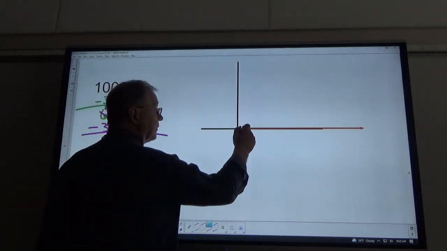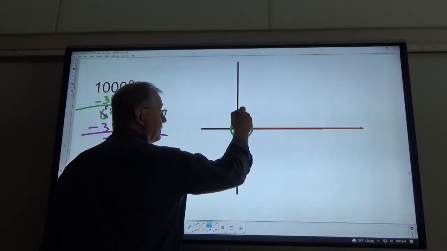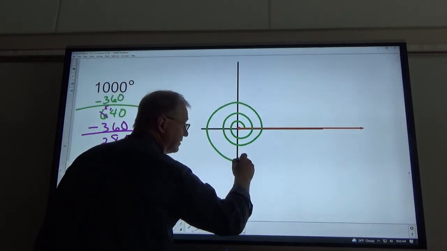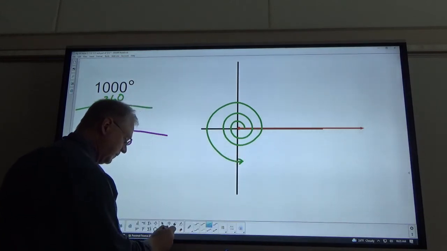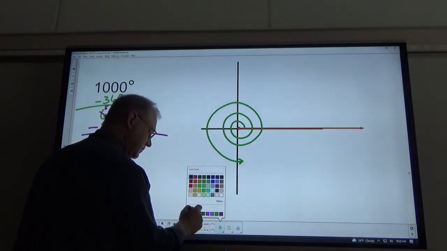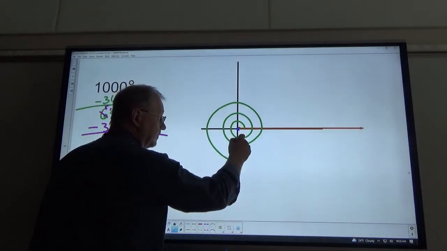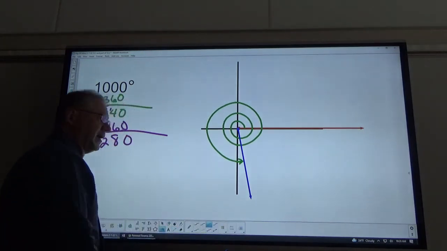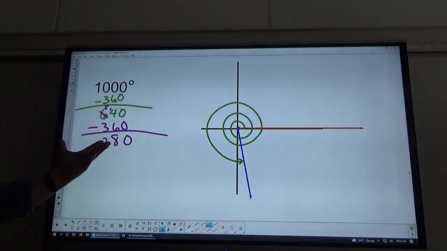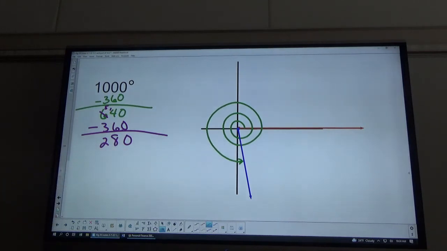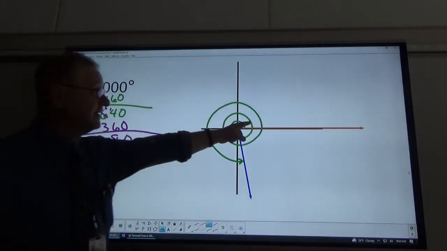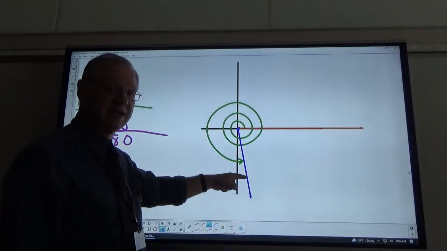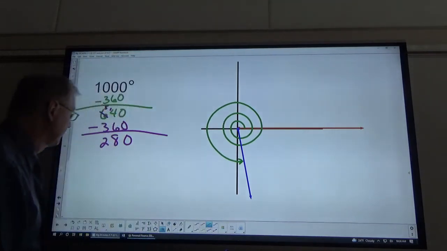All right, so 1, 2, and then 3/4, and just a little bit more. Approximately there. And that's how you do 1,000 degrees when you're trying to draw it out. Orange is the initial side, and the terminal side is the blue. Okay.